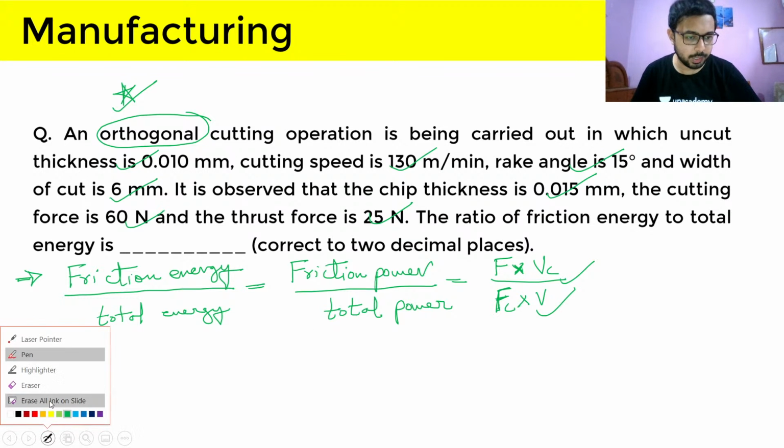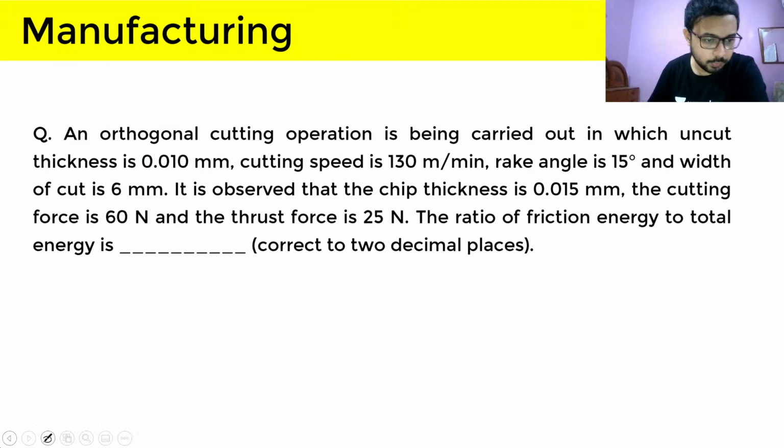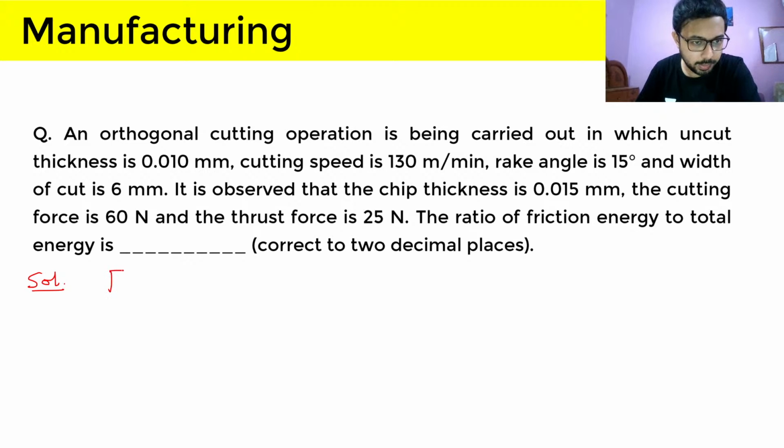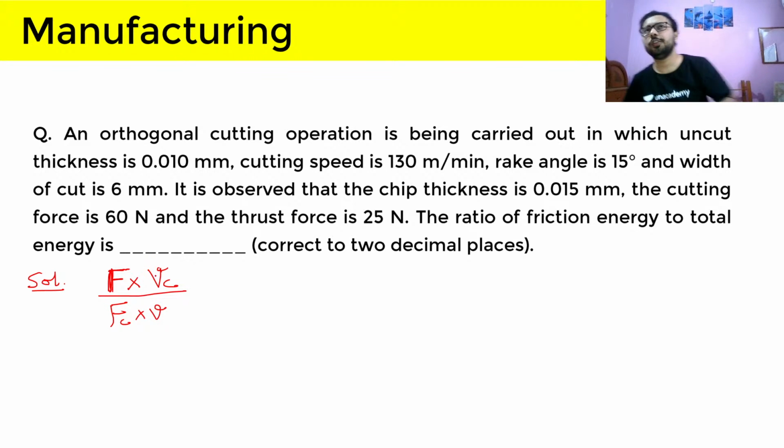So again I will be writing this properly now. Let us use red ink. So F into Vc, that is chip velocity, divided by Fc, cutting force, into V, that is your cutting velocity.